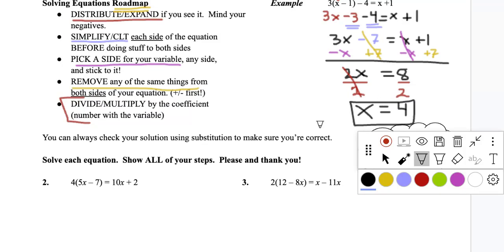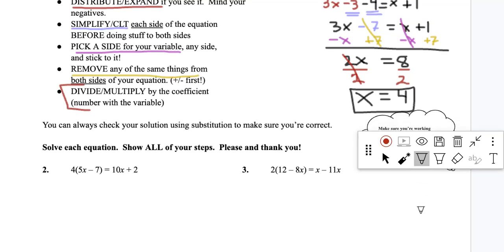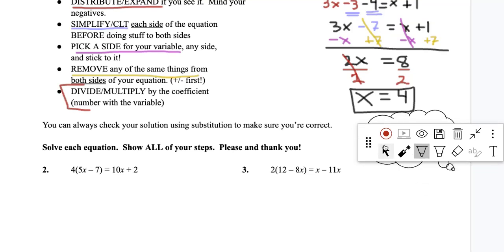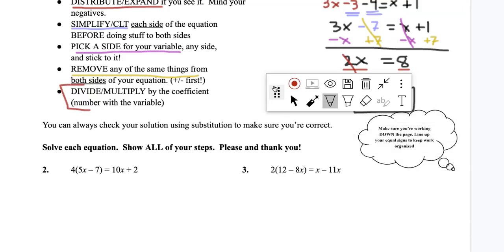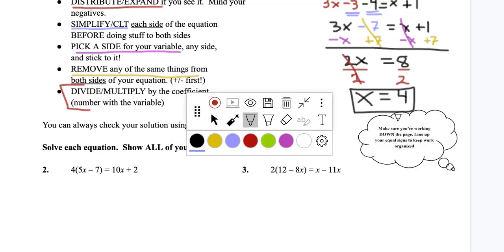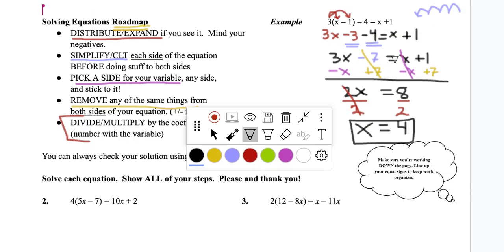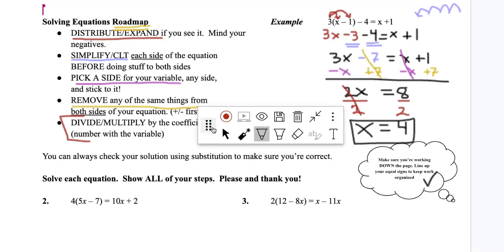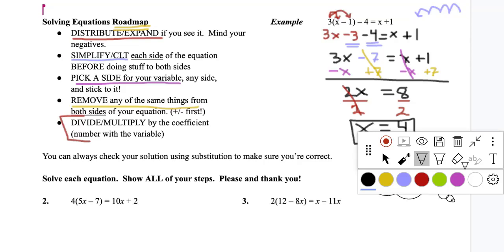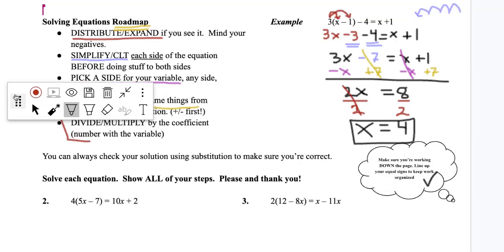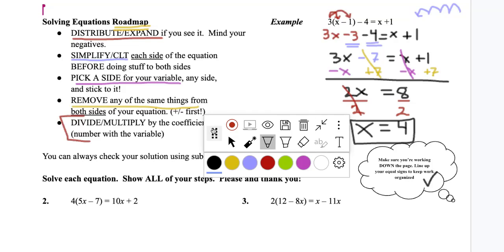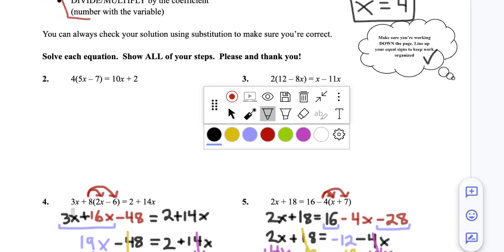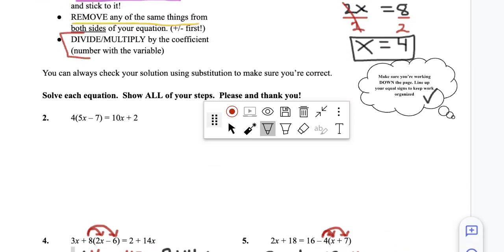Okay, we're going to do a couple more examples just so you can get the hang of things. Remember, following these steps is not easy, so make sure you're working down the page. Try your best to line up the equal signs to keep your work organized. That's actually a very good point, because it's so easy to make mistakes because of simple disorganization.